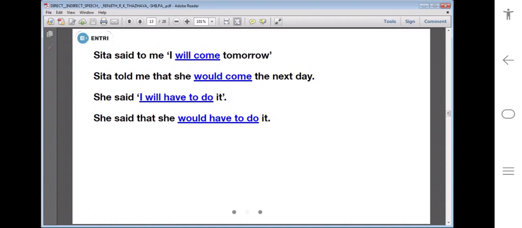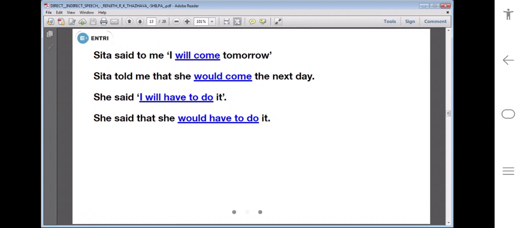Okay, and you can see in future tense we use shall or will to show the future time. Shall will become should and will will become would, so they will be changed according to the form of the verb. Should is the past form of shall, would is the past form of will, could is the past form of can, and might is the past form of may.